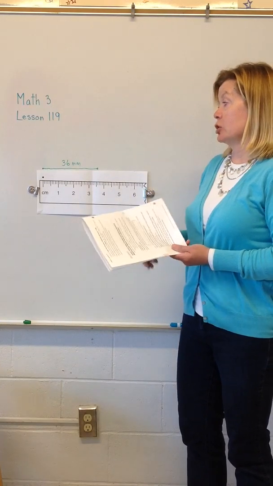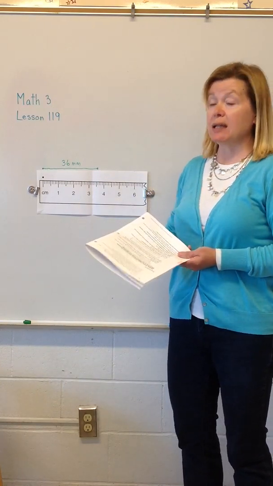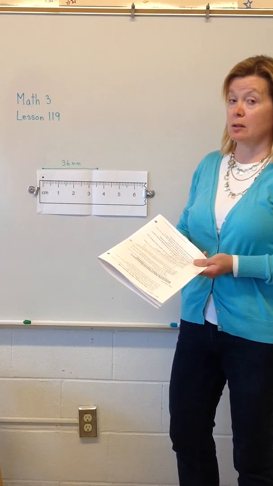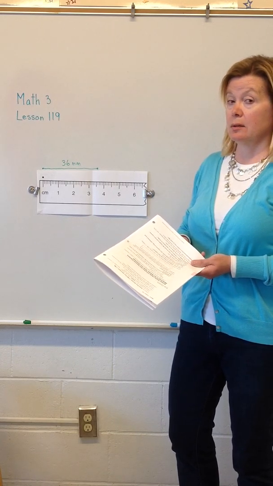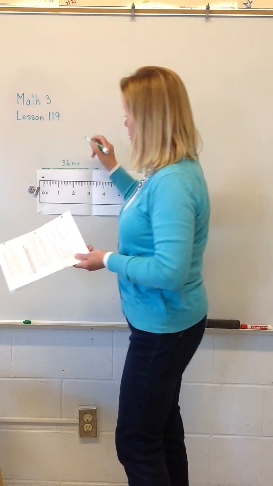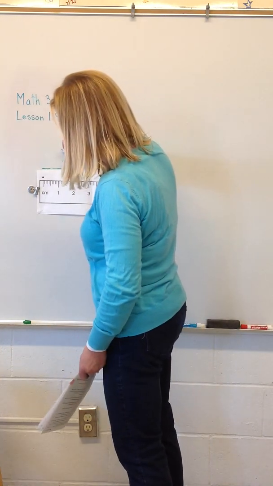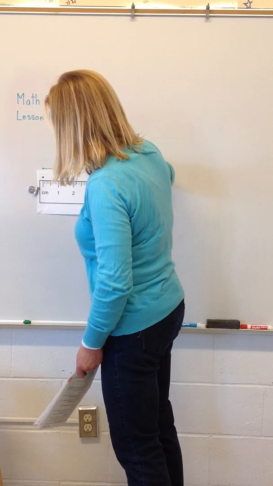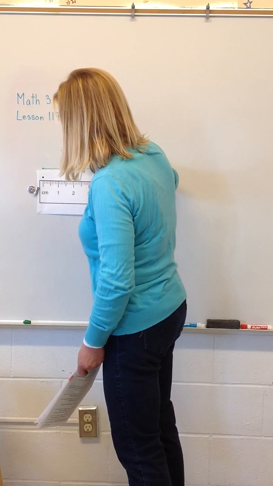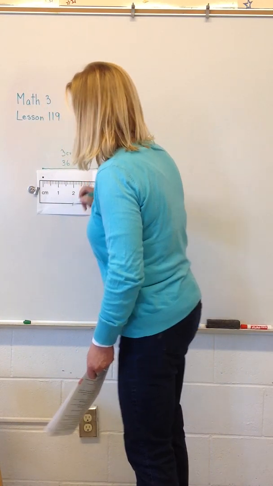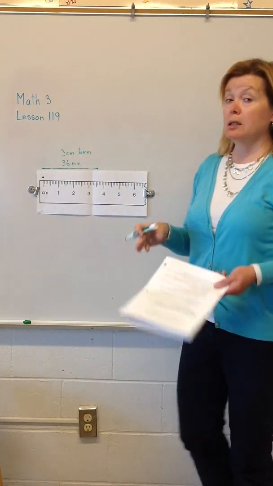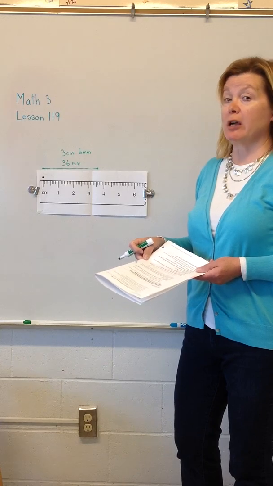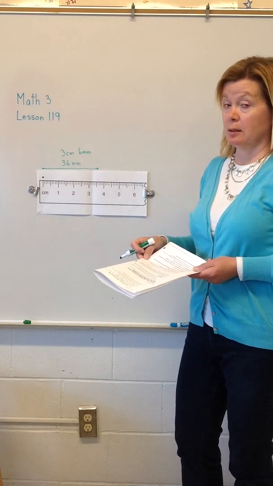If I were to say how many centimeters long this line segment is, what would I say? It would be 3 centimeters. Oh, that's a sloppy 3. And then 6 millimeters. There is another way for us to do this. That's where the fractions and the decimal point come in.